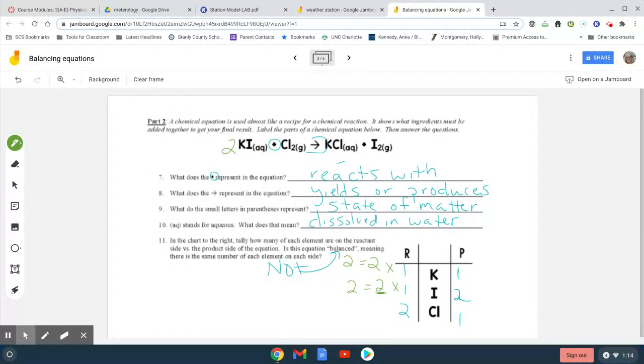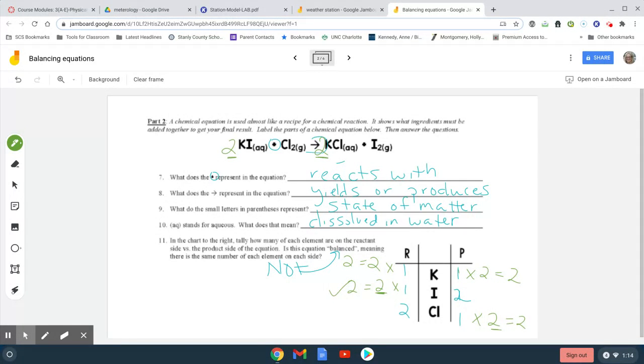Alright, so my I's may be balanced, but my K is not, nor is my Cl. So if I come down here and I multiply my Cl by 2 to get 2, so it's balanced on the other side, that means I'm also having to multiply this one by 2. So I have 2 of each and it is balanced. And I had to put these coefficients here in order to balance it.